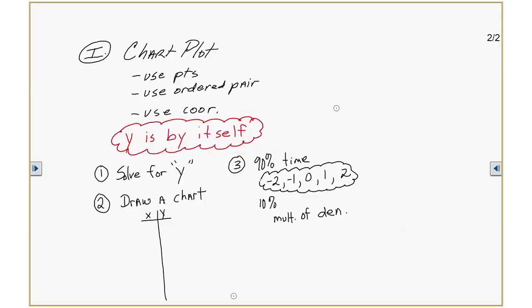2 numbers on each side? Why am I using those 5 numbers 90% of the time? Why don't I use other numbers? Okay, you've got both negative and positive on both sides, so that's the second reason I use it. What else? Why do I use 5?